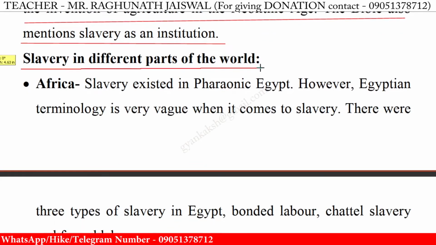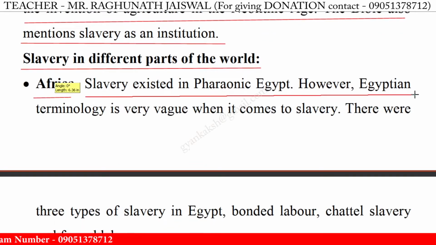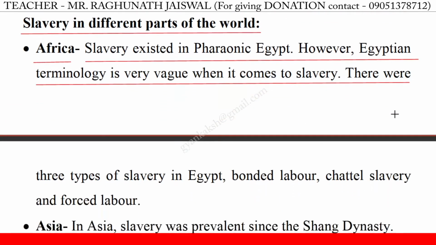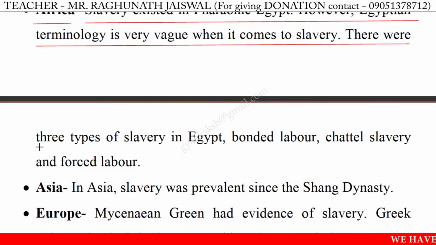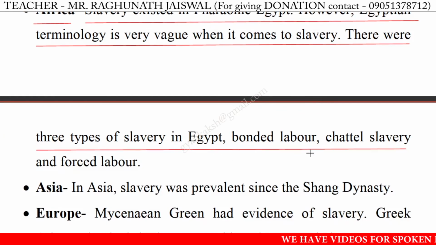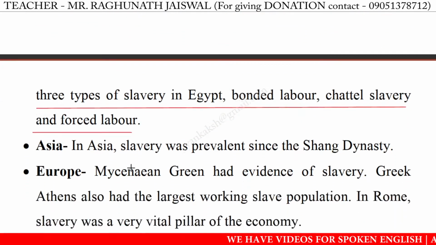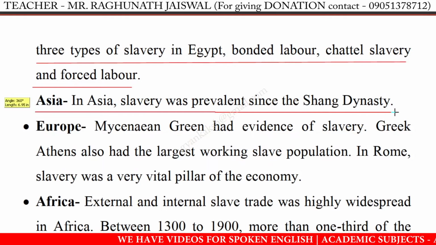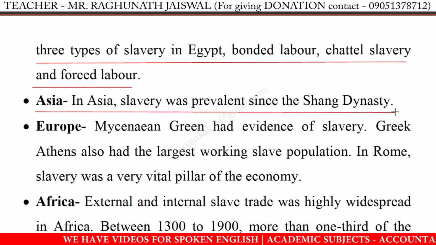Slavery in different parts of the world. Africa. Slavery existed in Pharaonic Egypt. However, Egyptian terminology is very vague when it comes to slavery. There were three types of slavery in Egypt: bonded labor, chattel slavery, and forced labor. In Asia, slavery was prevalent since the Shang dynasty.